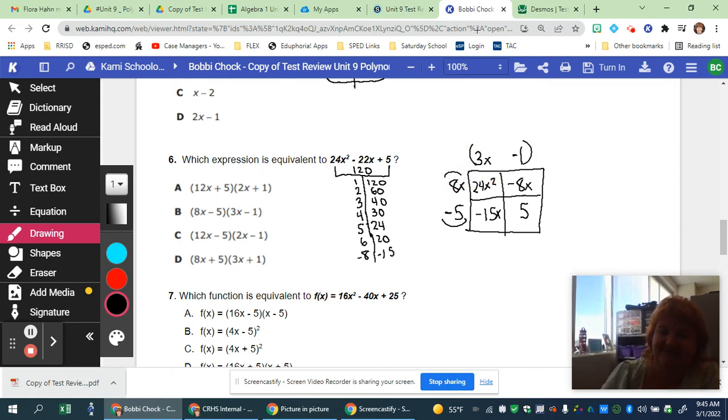So look, guys, I have my factors. You don't think as well when your throat hurts. My throat hurts today.